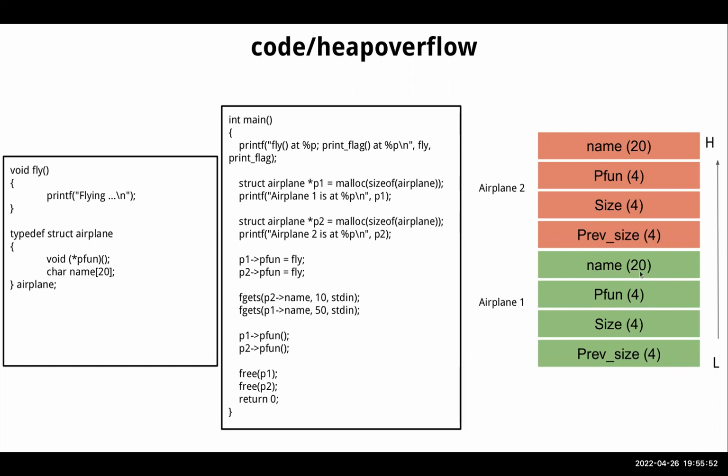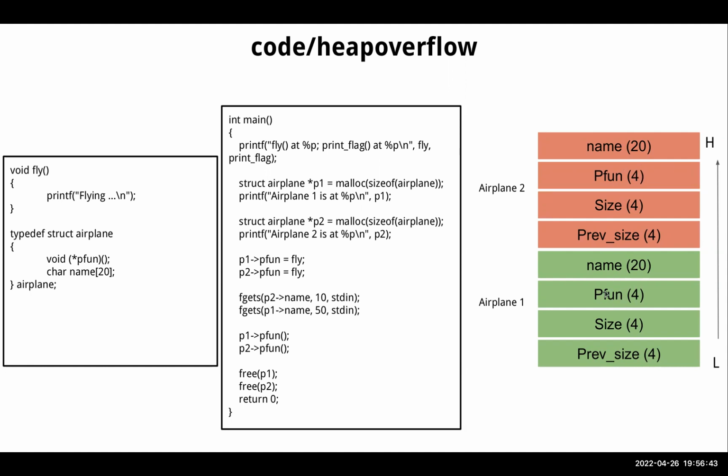So after that, we create airplane 2. Airplane 2 may be located right after airplane 1. It's possible, okay? But sometimes it's not. But since this program is so simple and only has 2 objects, it's very likely this case. So if airplane 2 is located after airplane 1, it will have the same structure: 4 bytes of pre-size, 4 bytes of its own size, 4 bytes of its first member, and 4 bytes of its second member. So you say there is a vulnerability here, which is this fgets. First, we set the 2 objects' function pointer to fly. So we're going to set this part to fly and this part to fly.